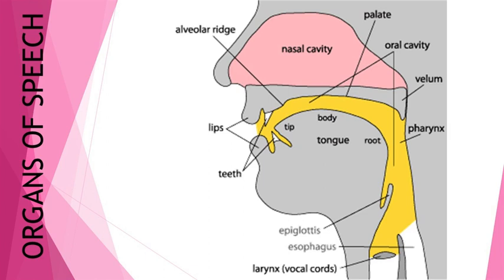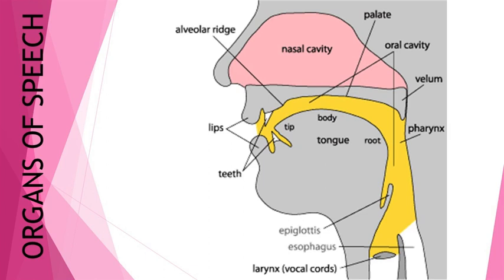Then we have the nasal cavity. So the nasal cavity is above the mouth, and it is actually responsible for some nasal sounds. These are sounds that are produced when the velum is lowered, and so the air that is supposed to come through the mouth then passes through the nose, and that is where we have nasal sounds. So the nose is also responsible for some of the sounds we have in the English language.